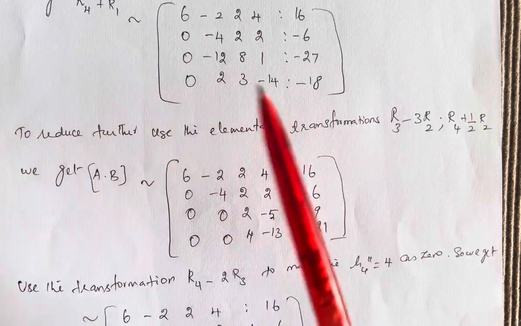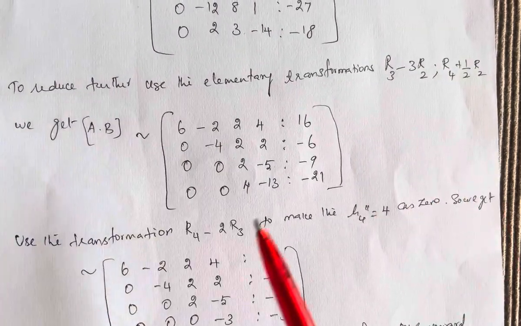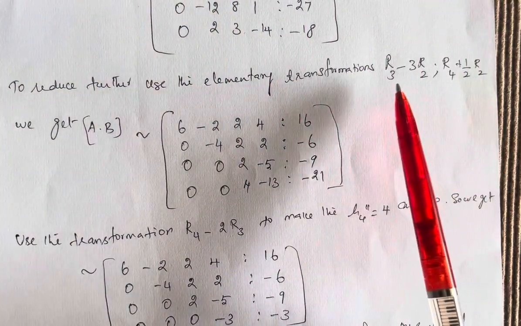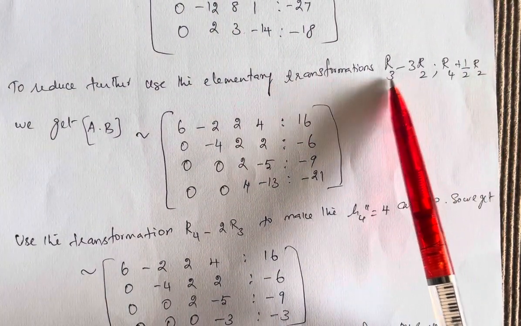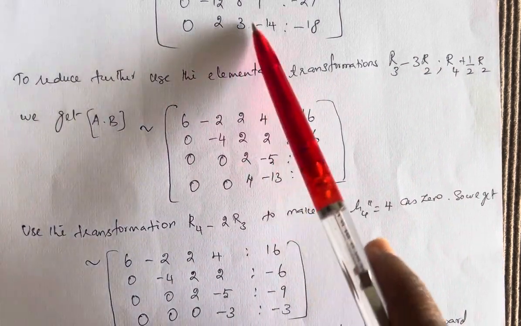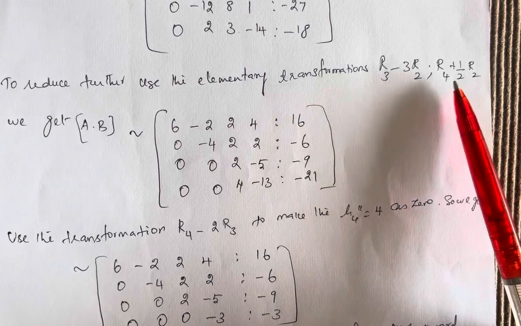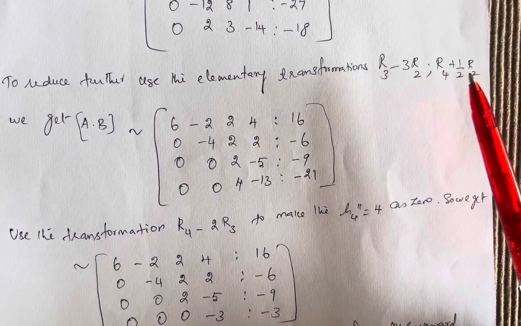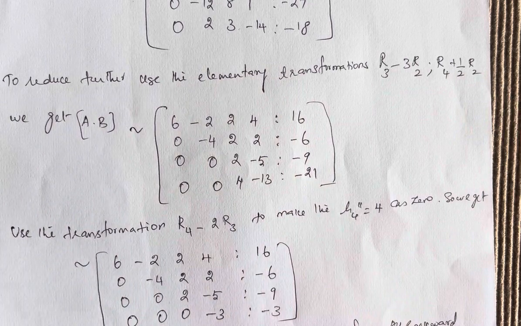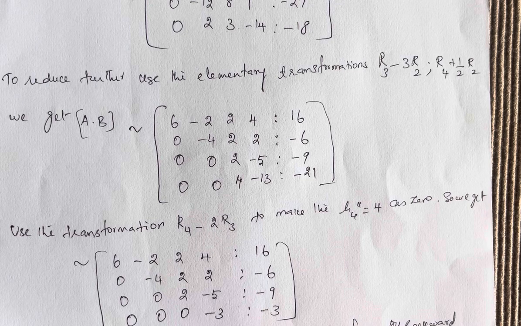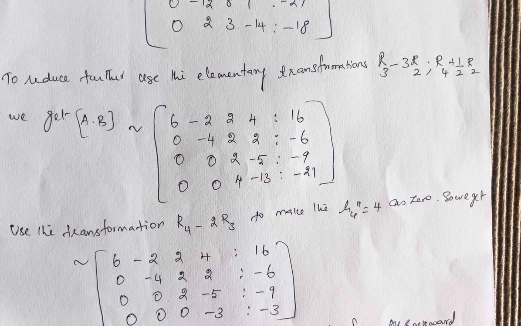Now we have to make the left out elements 0. I have to make this minus 12 to be 0. For that I am using another transformation, R3 minus 3R2. And similarly I have to make this 2 as 0. For that I am going for the transformation R4 plus half R2. You can ask how to find all these simple transformations. It's a trial and error method only, because all are simple numbers, so it can easily be made 0 by using simple transformations.